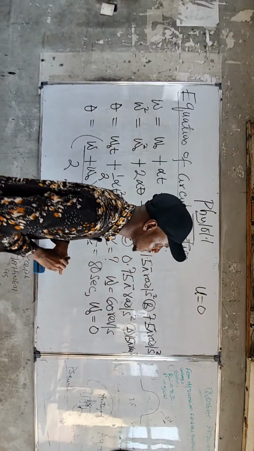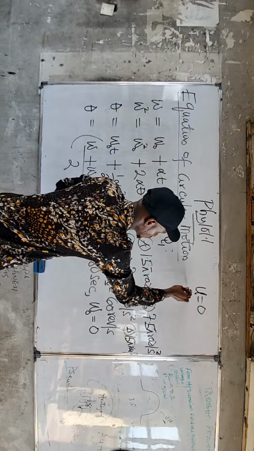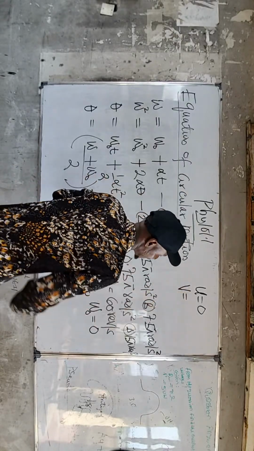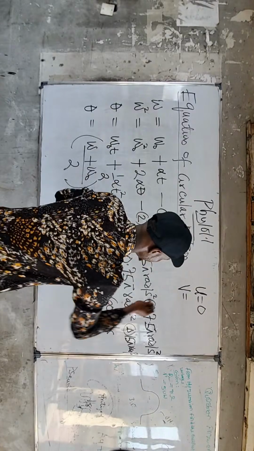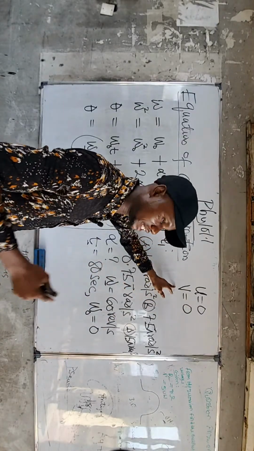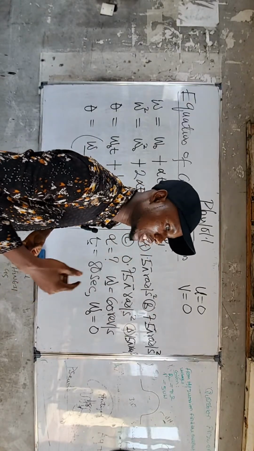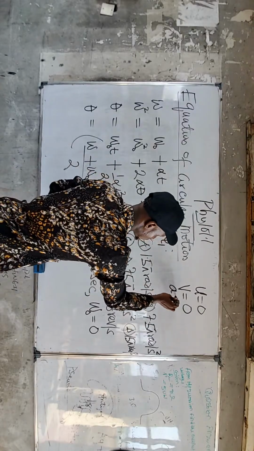Whenever an object is starting from rest, u is equal to 0. Whenever an object stops or decelerates, v is equal to 0. Whenever an object moves in a constant velocity, a is equal to 0.